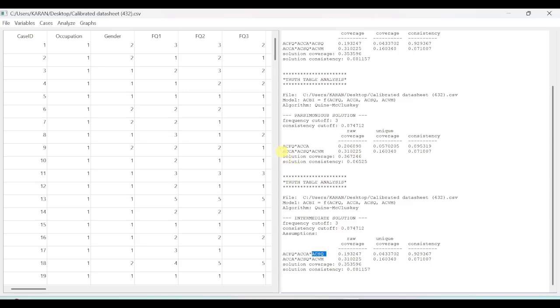If I look at the second obtained configuration, ACCA and ACSQ and ACVM, I have exactly the same one in the intermediate solution, ACCA, ACSQ and ACVM. That means all three are core conditions and I can report them accordingly in my paper. So this is how I identify the core and peripheral conditions through the truth table analysis.